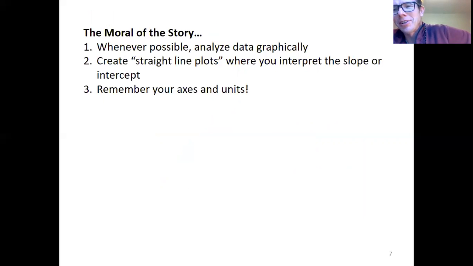All right, so here's my moral of the story on graphical analysis. Whenever possible, analyze data graphically. Like David Nesbitt says, create straight line plots where we interpret the slope or the intercept. And if you were looking carefully, you'll notice that I always put units on my axes. Incredibly important. It's really, really important when you're analyzing slopes or intercepts.